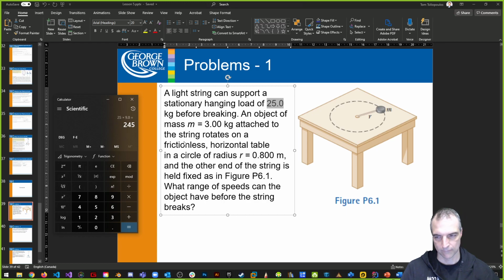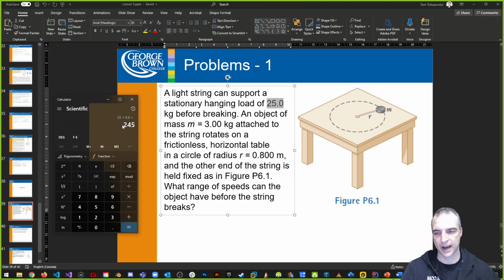An object of mass M, 3 kilograms, attached to the string rotates on a frictionless table. It's a horizontal table, in a circle of radius R equal to 0.8 meters. And the other end of the string is held fixed, as in figure 6.1. What range of speeds can the object have before the string breaks? Range of speeds. What's the maximum speed is what this is saying.